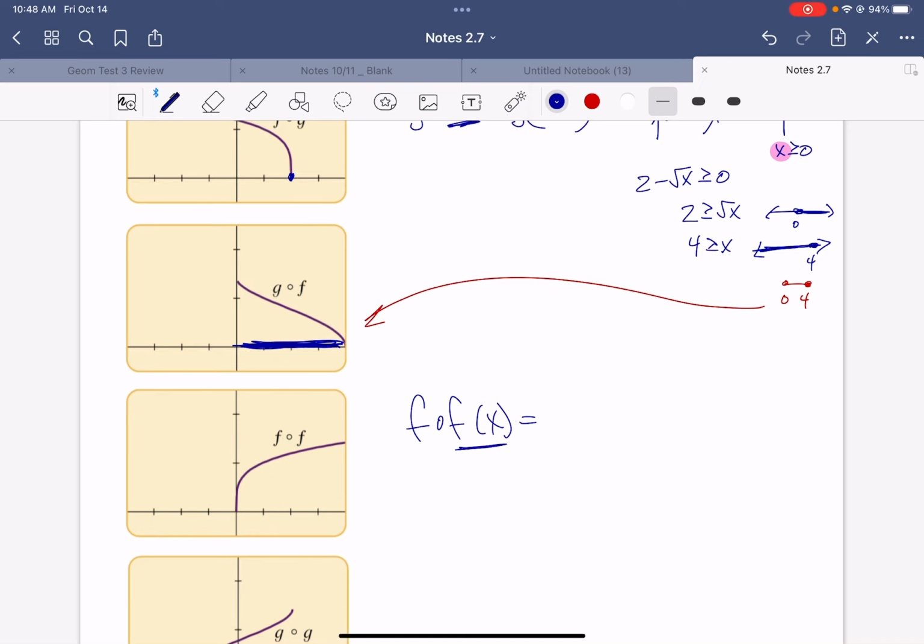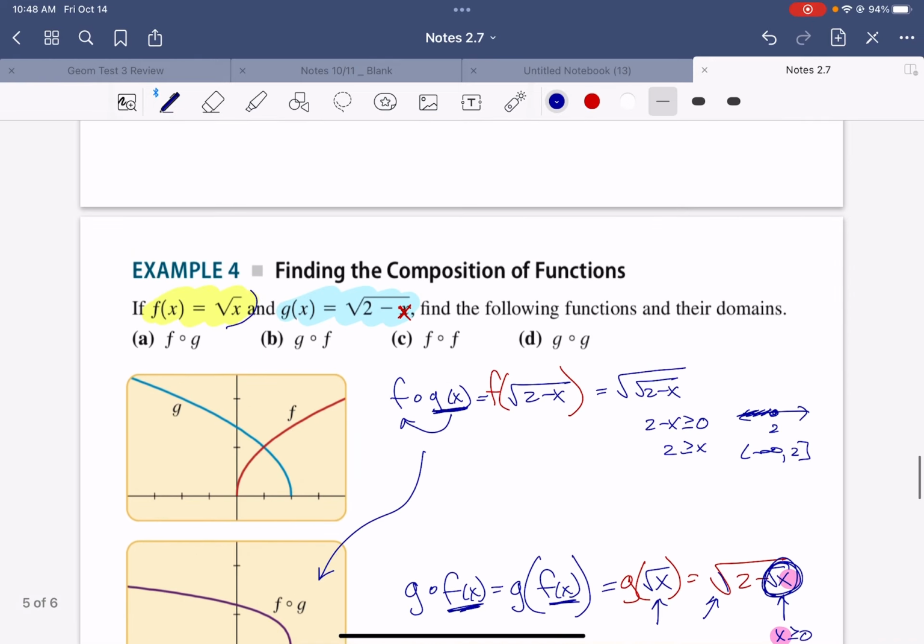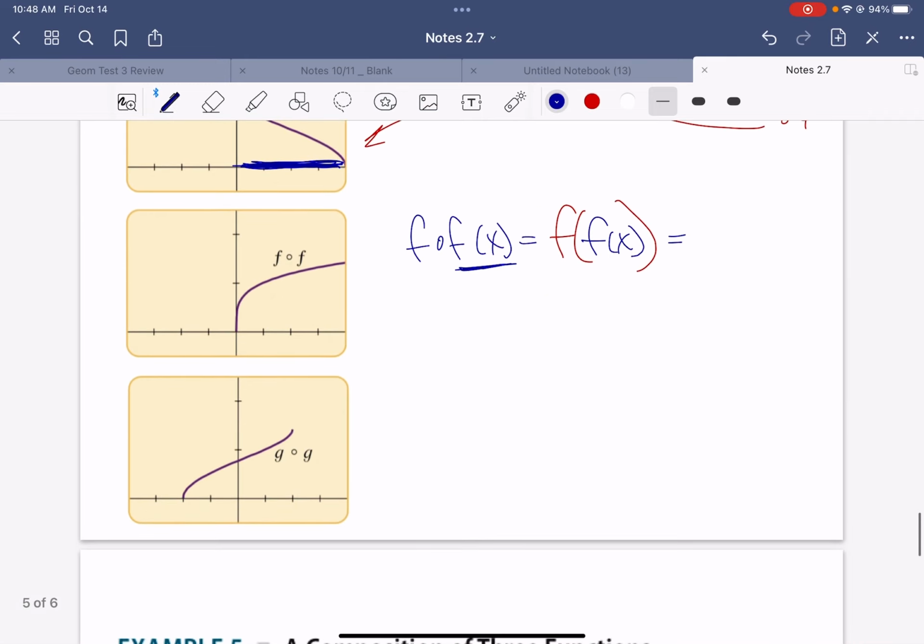Well, f of f, again, it's an assembly line. First you do f, and then you hand off that answer to f. So out of the function f is just the square root function. You get out a square root, but then you plug that answer into f. Well, what does f do to things? It takes the square root of whatever you give it. So that's our weird function, the square root of the square root of x. And really the only restriction here for our domain is that x has to be greater than or equal to 0. And you can see that from that picture.